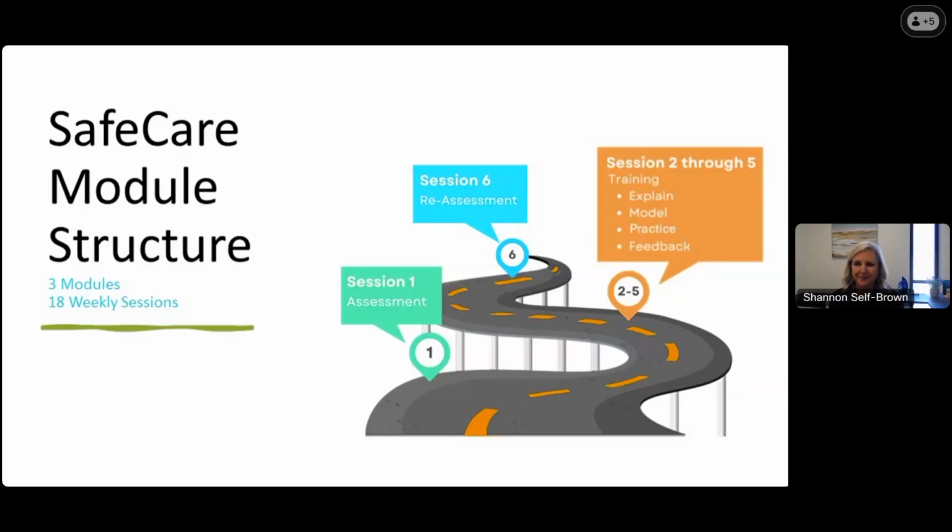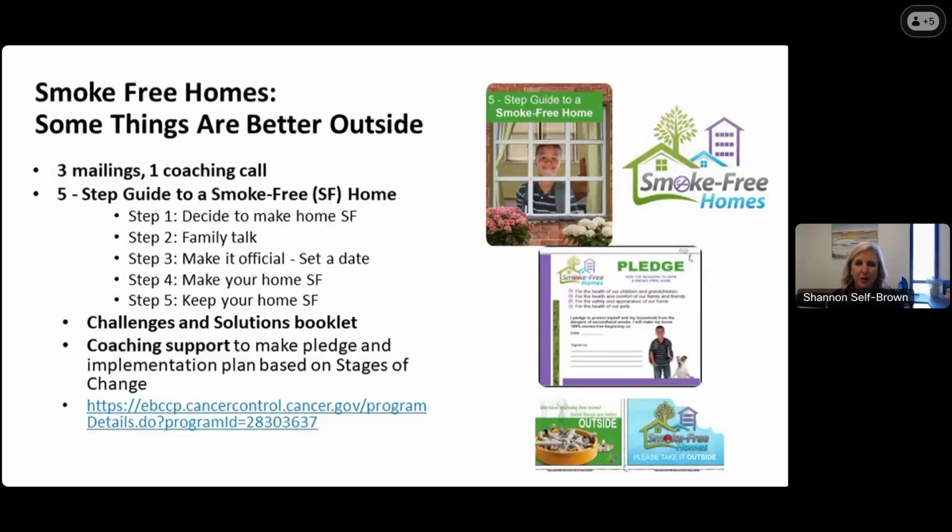Next slide. For smoke-free homes, some things are better outside. This is Michelle Kegler's program. It is a very light touch program to increase smoke-free home rules in the lives of families. The intervention includes 3 mailings, and they're mailed over a 6-week period, and 1 coaching call. The coaching call lasts between 10 and 20 minutes.